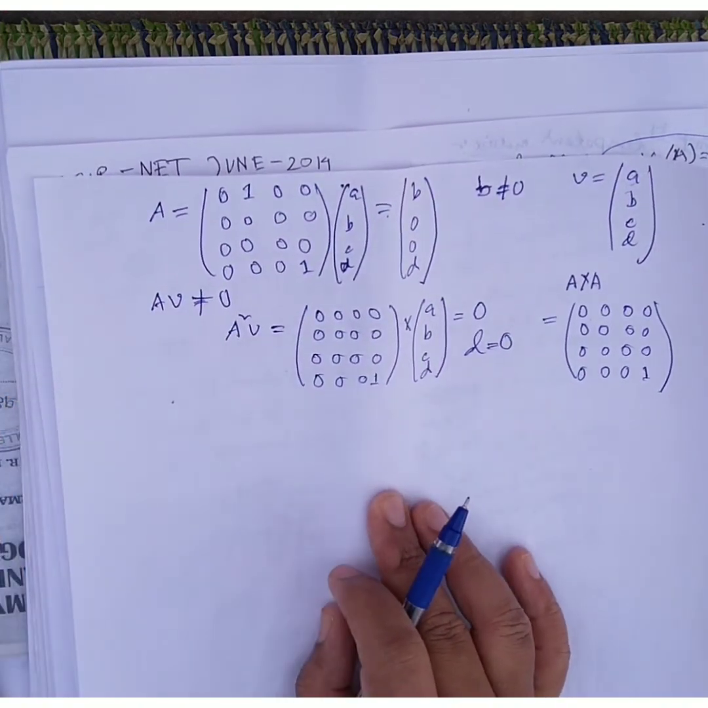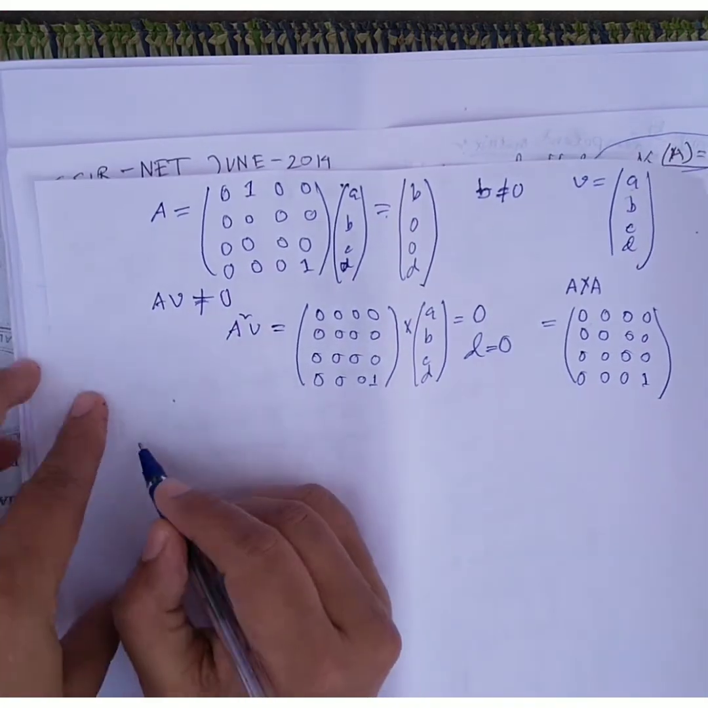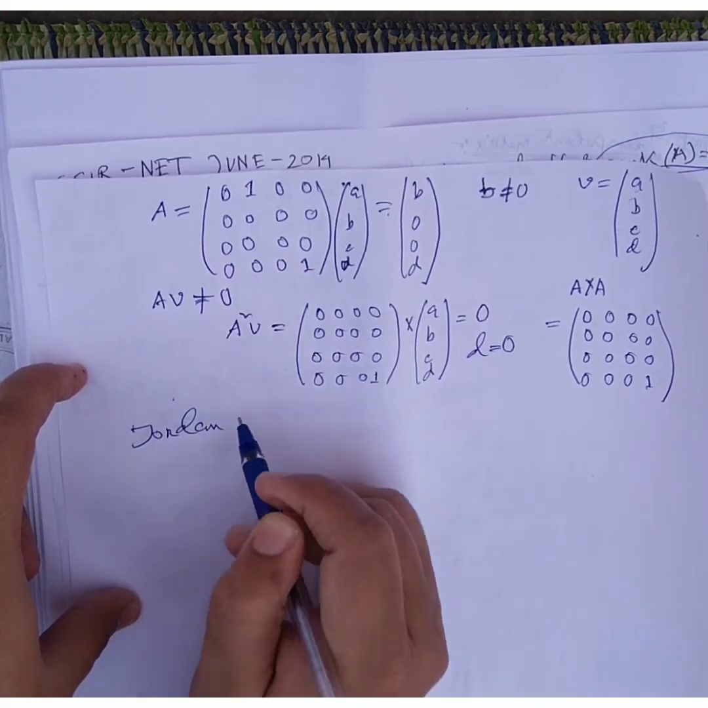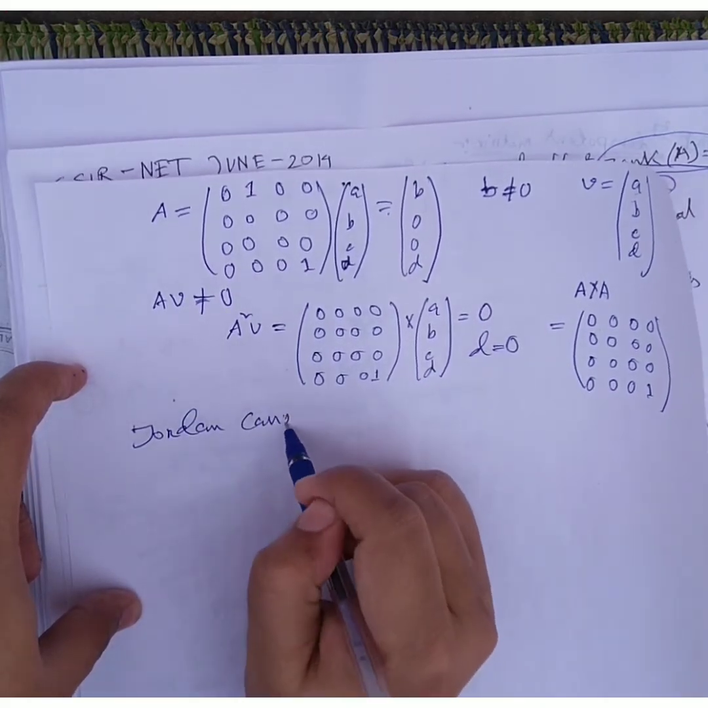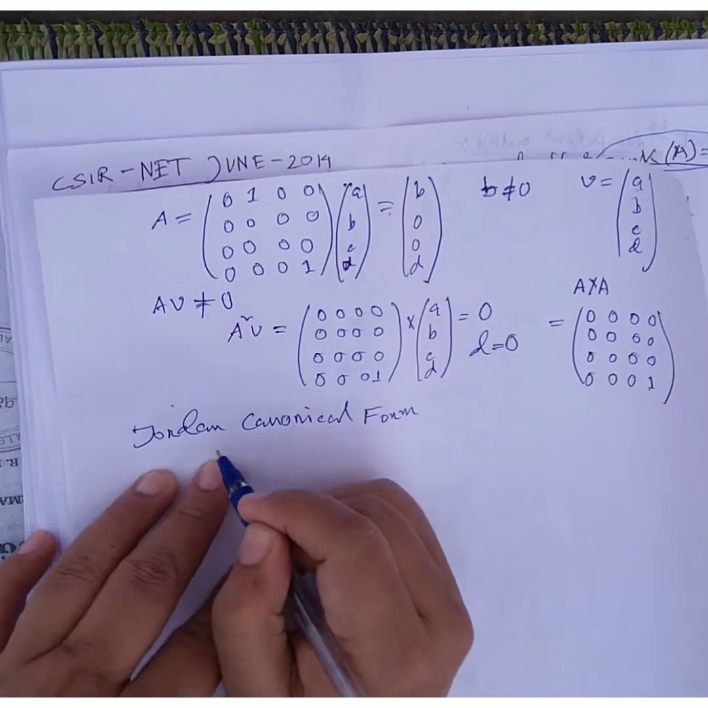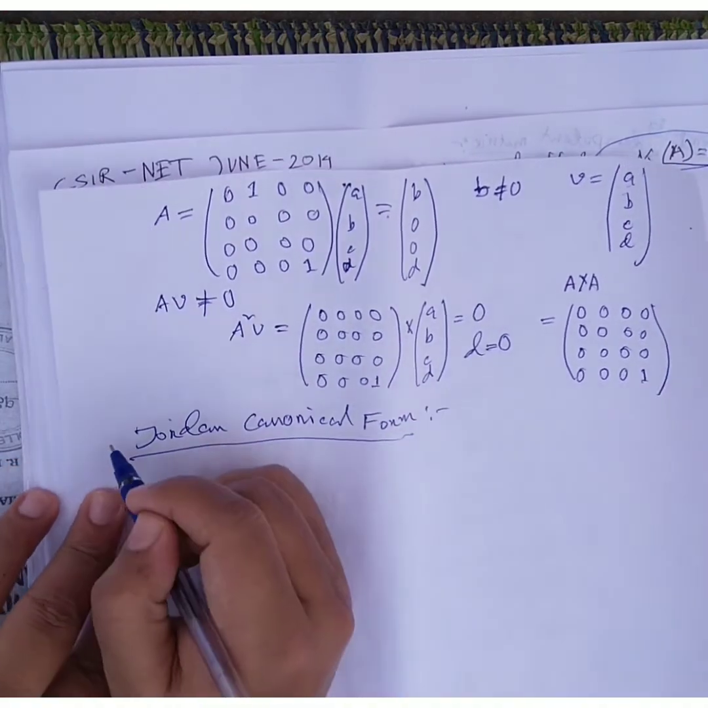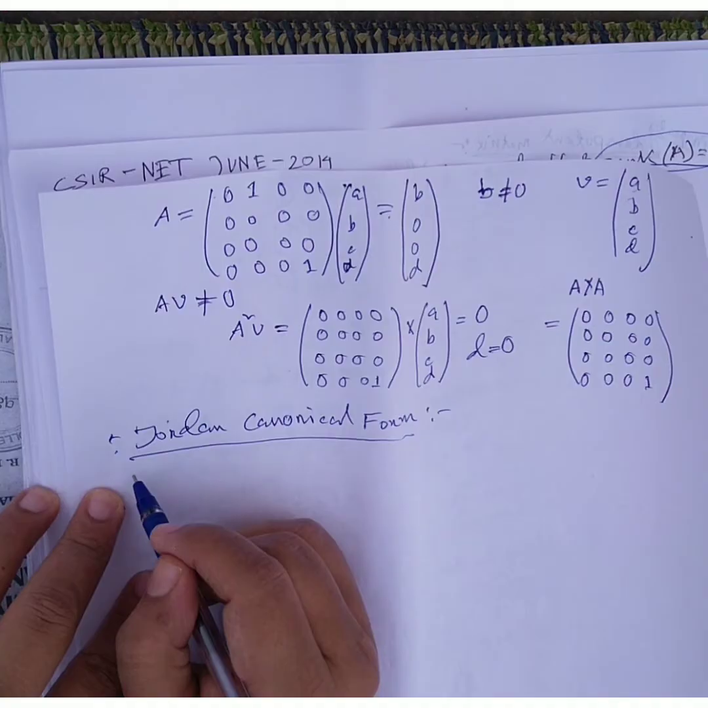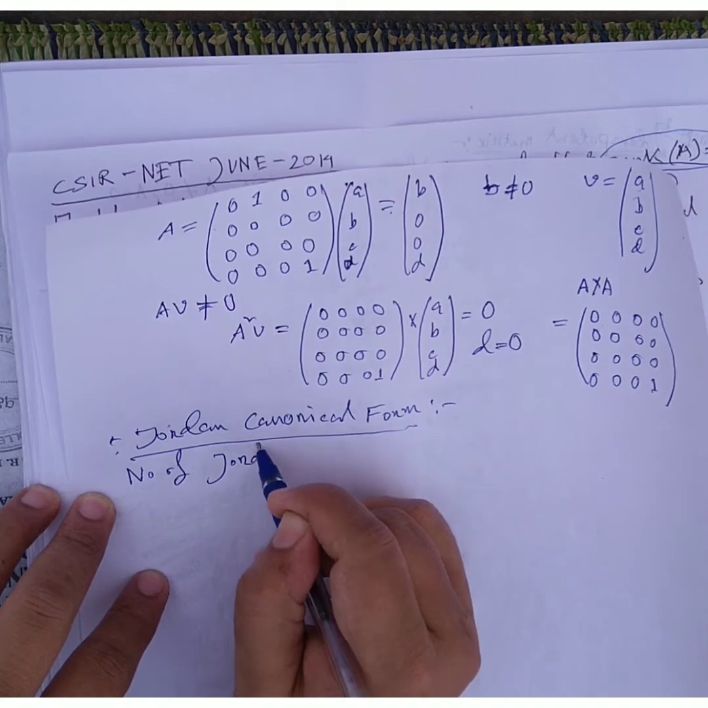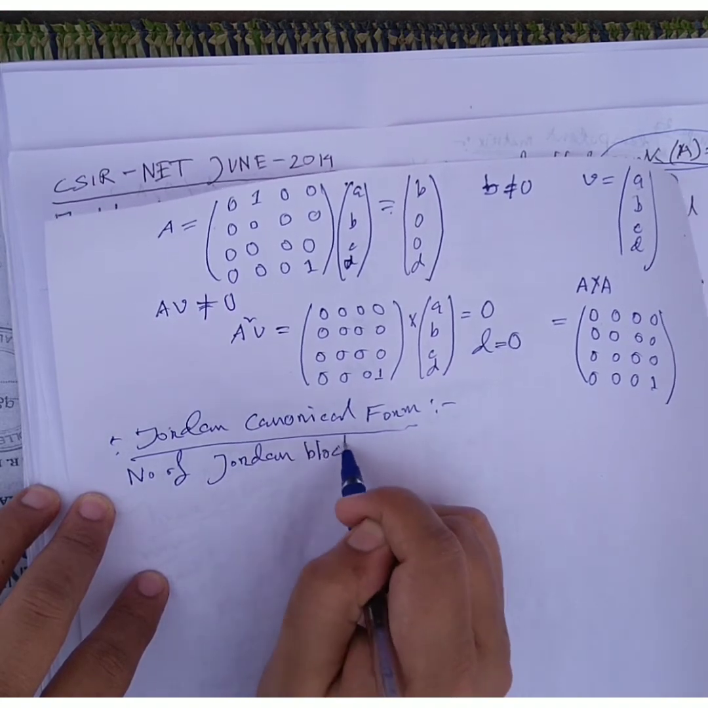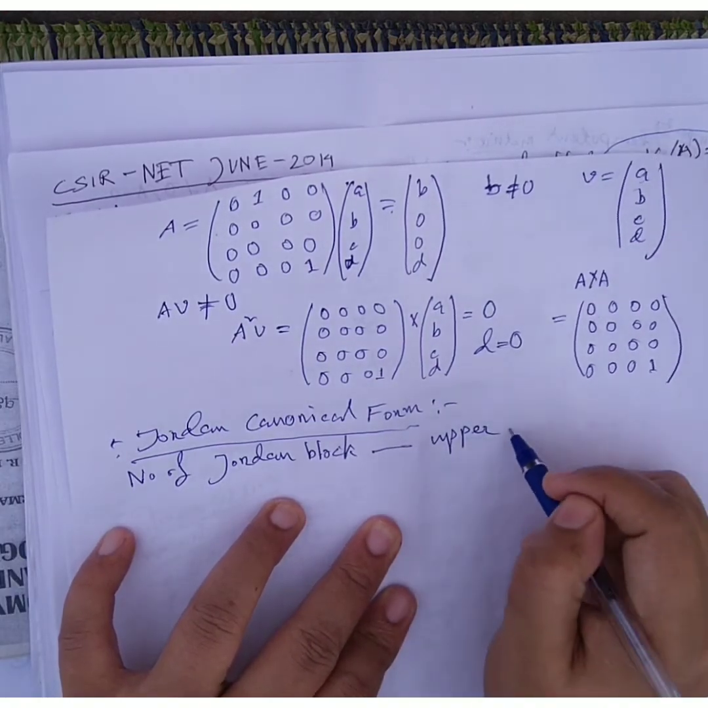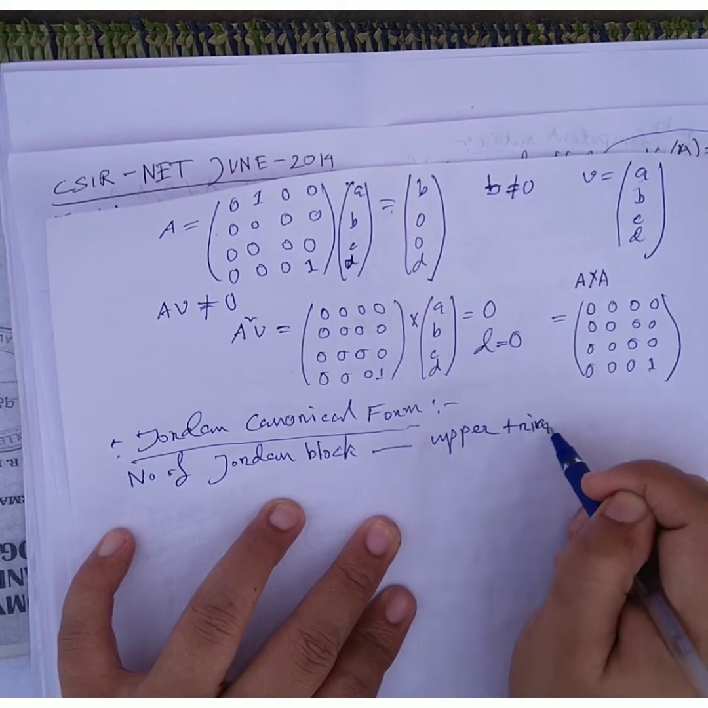Now I am writing: diagonalizable means Jordan block, Jordan canonical form property. Okay, this is a very important property. Number of Jordan blocks is equal to upper triangle. Number of Jordan blocks is equal to upper triangle.